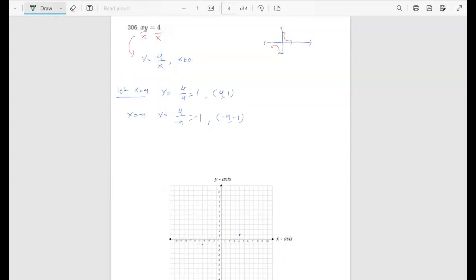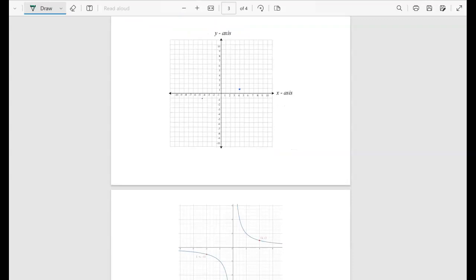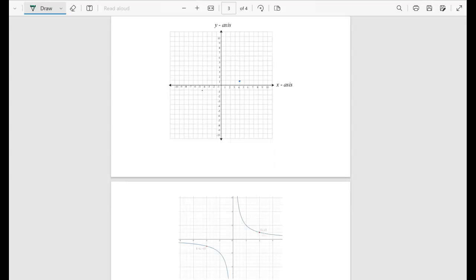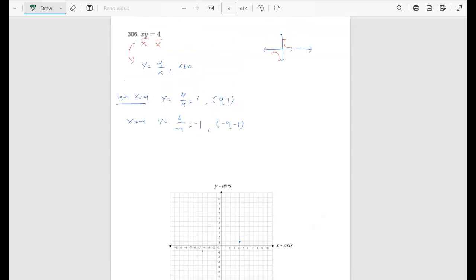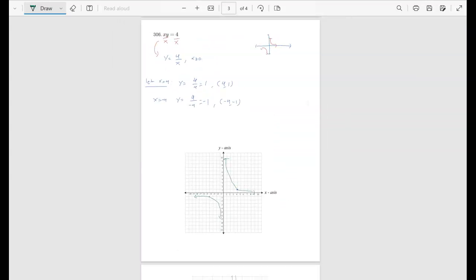After that, I'm just going to follow the basic shape, and let me show you what the basic shape looks like with technology. That's what it looks like with technology. At your point 4 comma 1, that happens to be here, and -4 comma -1. As long as you have the basic shape of the parent graph, that would be fine. So for this one, I'm just going to draw a hyperbola going in this direction and another hyperbola going in this direction, passing through those 2 points. Any points are fine. I'm just using 4 because it would be easier to plot.